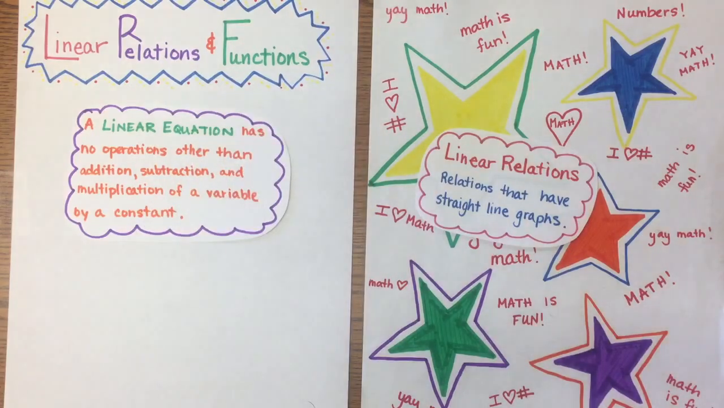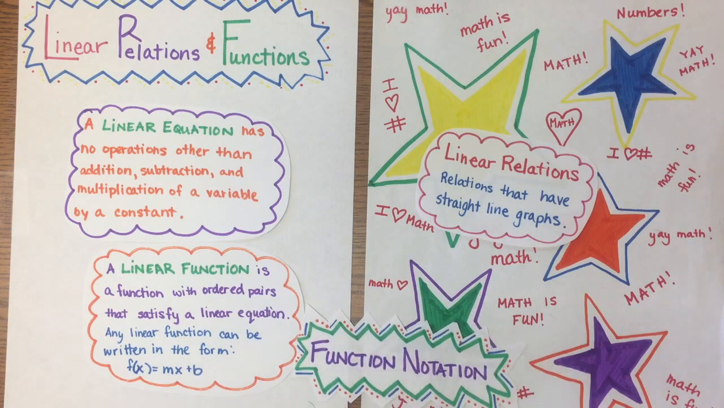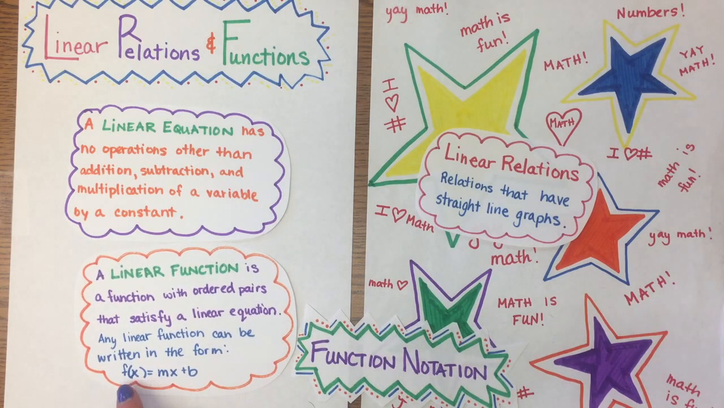A linear equation has no operations other than addition, subtraction, and multiplication of a variable by a constant. A linear function is a function with ordered pairs that satisfy a linear equation. Any linear function can be written in the form f of x is equal to mx plus b. So you'll notice that that is function notation. f of x is equal to mx plus b for the equation of a line.